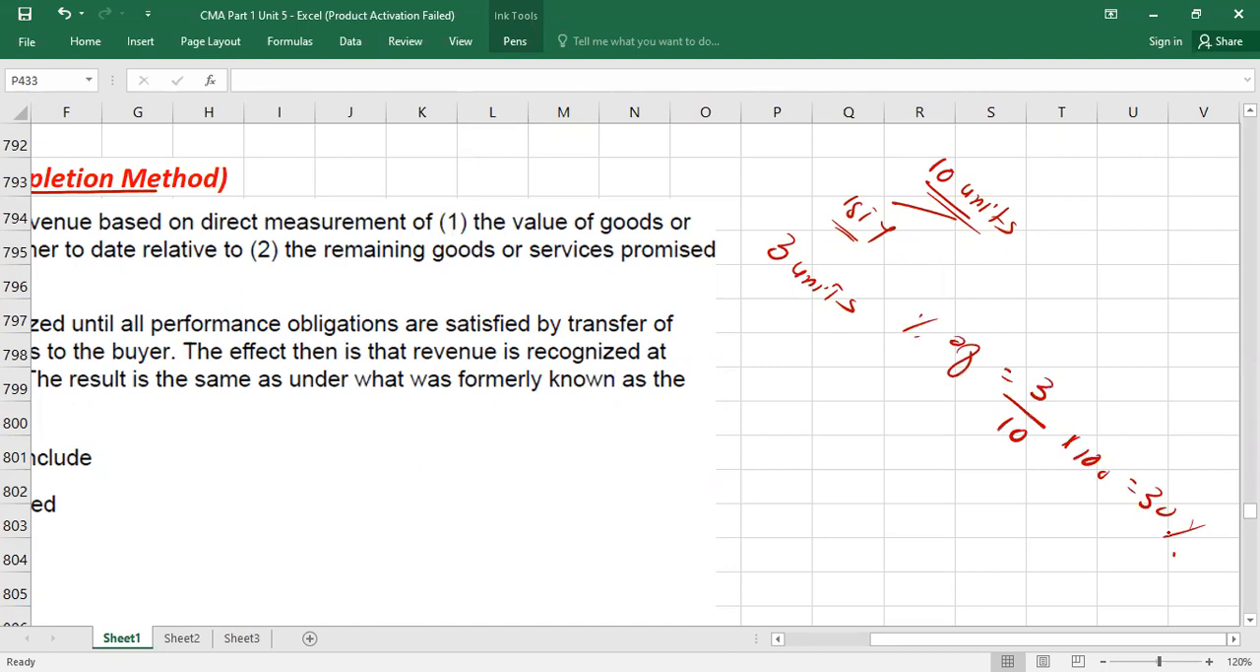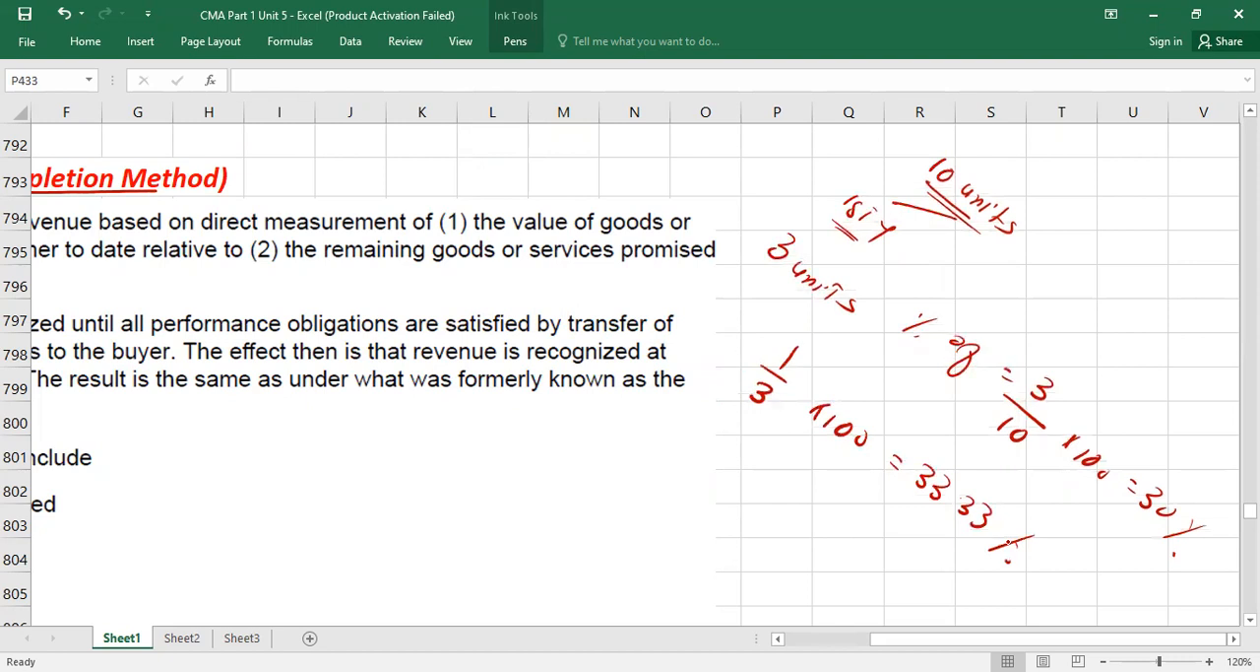Maybe, for example, I'm saying that I will construct 3 houses for you. In the first year, total houses are 3. In the first year, 1 house is completed and it is handed over to the customer also. It means how much is the percentage of completion based on my output? 1 over 3 times 100. I can say 33.33% work is completed.